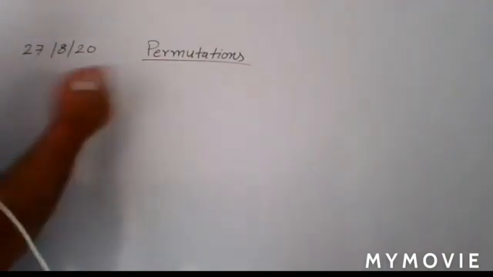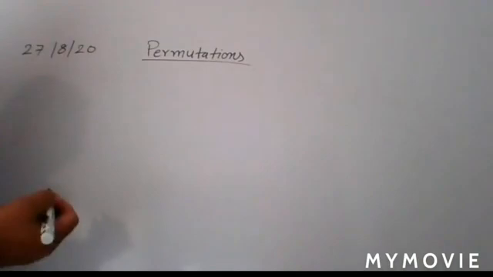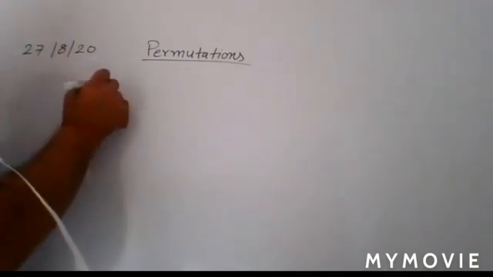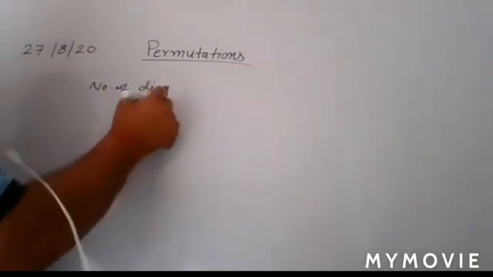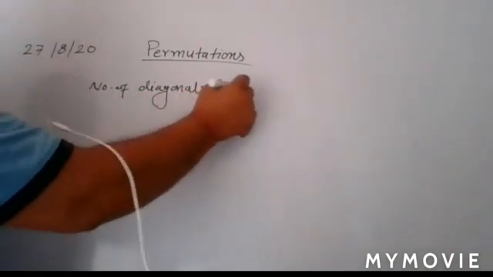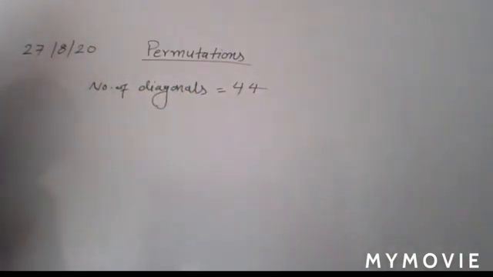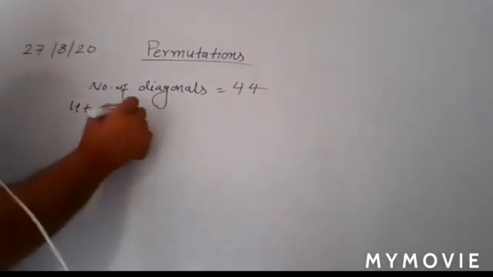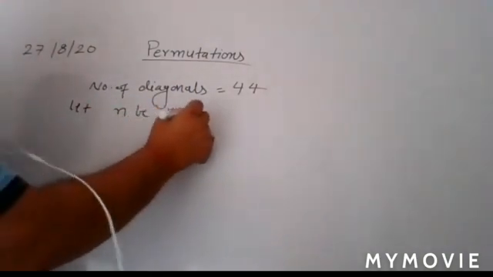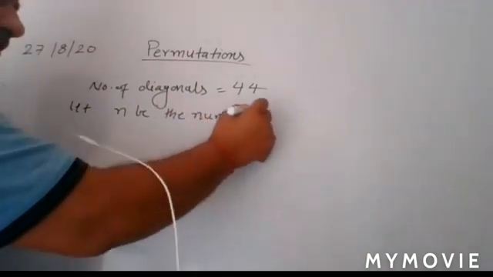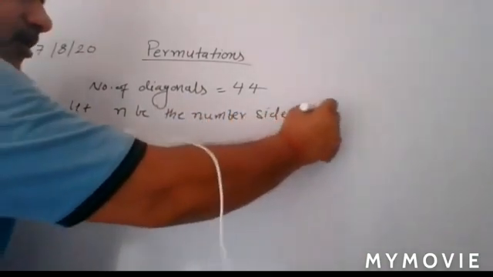So how do you find it here? Actually here you have your direct formula, but here you have to apply totally the concept of combination. So first of all, in this case, what is given? The number of diagonals is equal to 44, that is given. And here you assume let n be the number of sides of the polygon.